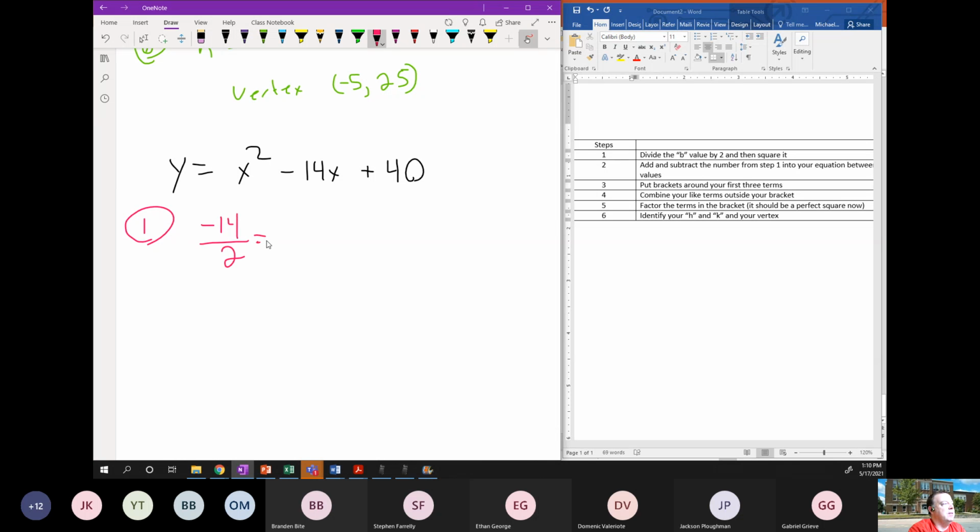-14 divided by 2 is -7. All right, -7 squared equals 49. Perfect. Now step 2 says add and subtract the values from step 1 into your equation. So we're going to add 49 and minus 49.